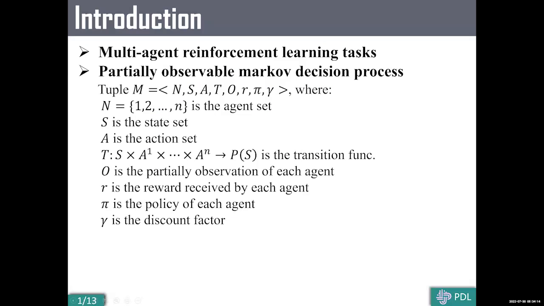First, we talk about some basic concepts in multi-agent reinforcement learning. Multi-agent reinforcement learning methods control multiple agents in multi-agent tasks, providing an action for each agent based on its own observation. Our work focuses on partially observable multi-agent reinforcement learning tasks. It can be modeled as a partially observable Markov decision process. Tuples in this process contain a state set S, action set A, transition function T, partial observation O, reward function R, and the policy pi of each agent.